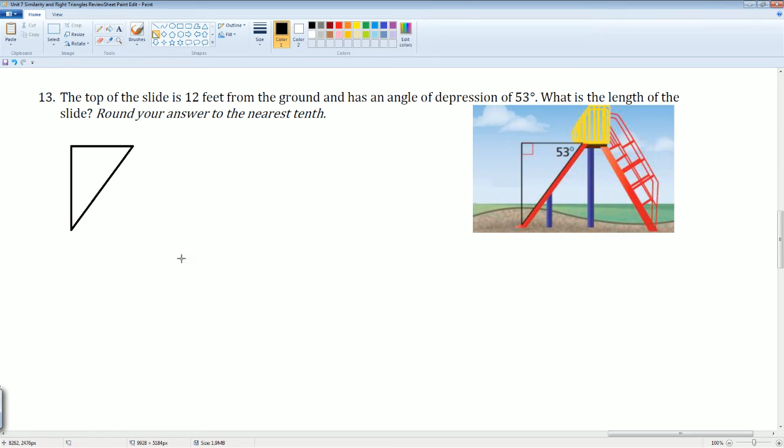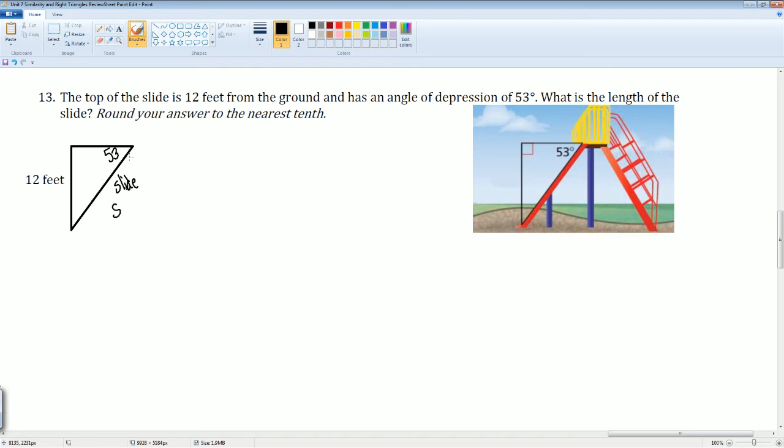Good. We saw that the angle here is the 53 degrees. The 12 feet is the top of the slide, so 12 feet is how high it is, and we are trying to find the length of the slide. So this is the slide in and of itself, and we do not know what it is, so we are going to use the letter S for slide.